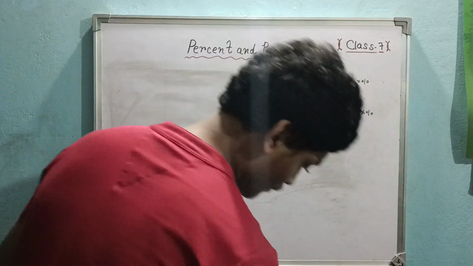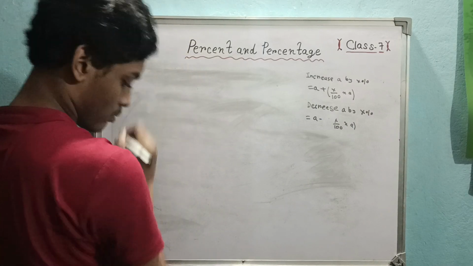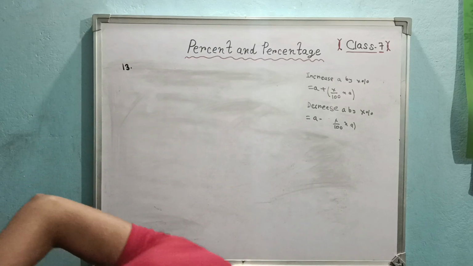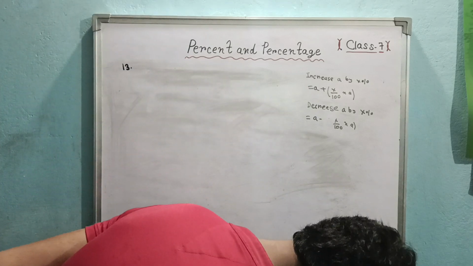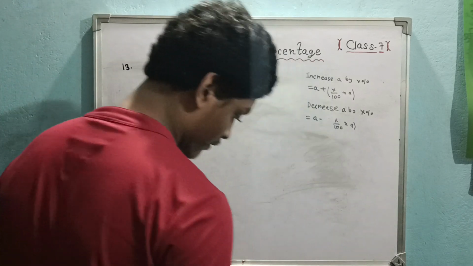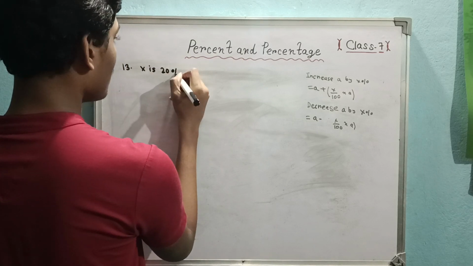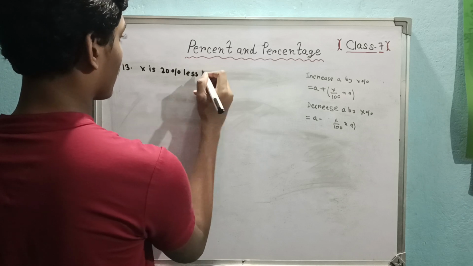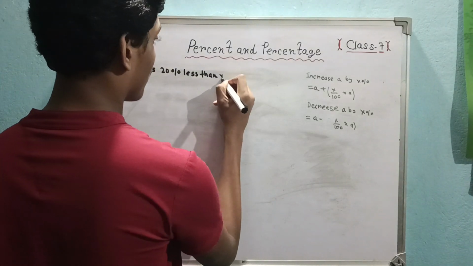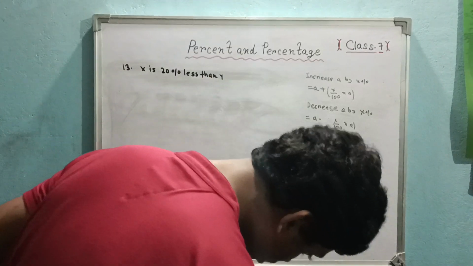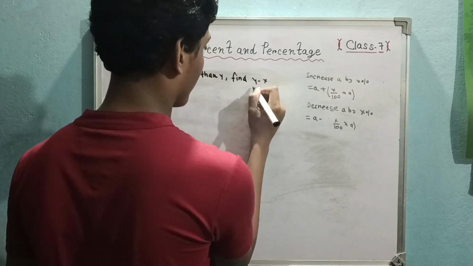Alright. Question 13. Okay, so finally little better sum. Let's see what is it. X is 20% less than y. Find y minus x by y. Okay. X is 20% less than y. Find y minus x by y.